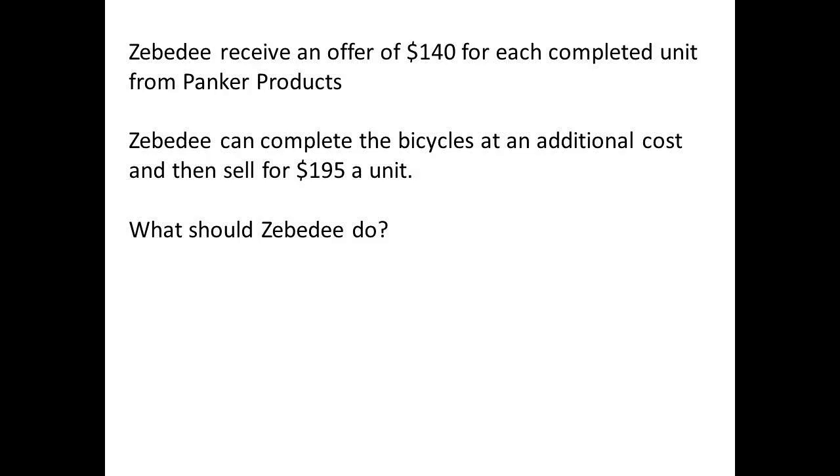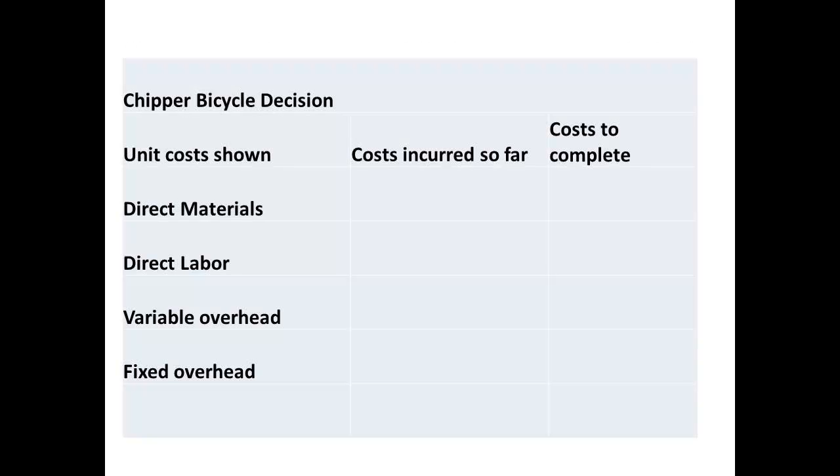The offer from Panka is for $140 per incomplete bicycle. Zebedee Bicycles believes they can complete and sell the units themselves for $195 for each bicycle. How do they determine the best alternative? The first analysis that is needed is to determine the costs that have been incurred to this point, and then to determine the cost required to complete the bicycles themselves.